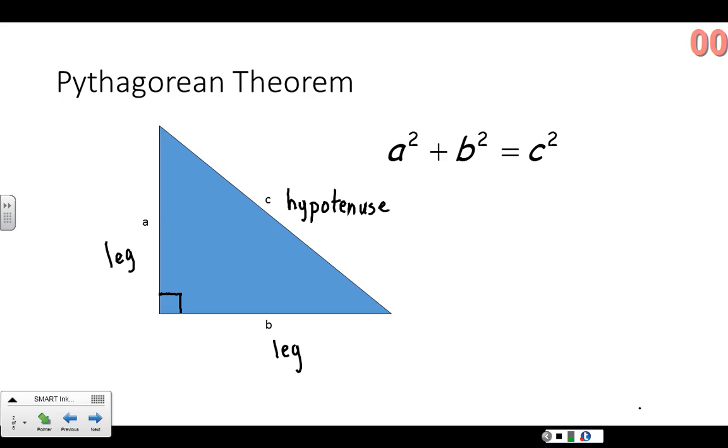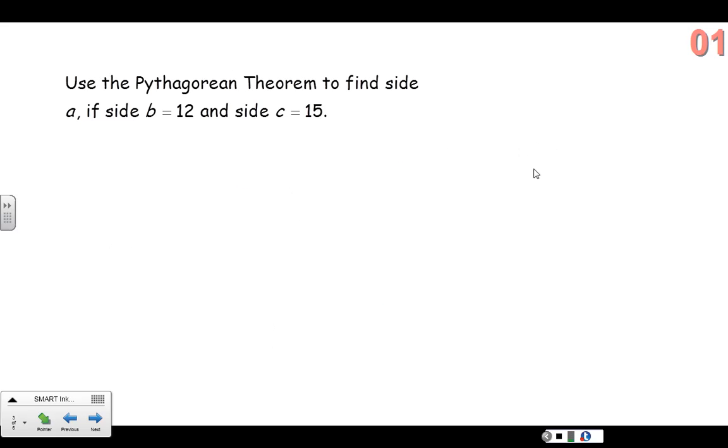The Pythagorean theorem says that in any right triangle, the sum of the squares of the legs is equal to the square of the hypotenuse. So if I square the length of leg A plus the square of leg B, you get the square of the hypotenuse. So A squared plus B squared equals C squared is the Pythagorean theorem. Let's do a problem where we use this theorem.